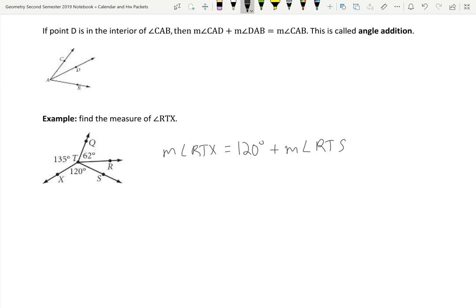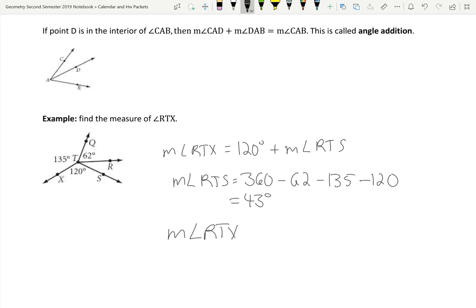So how do we find the measure of angle RTS? Well, that angle is just going to be 360 degrees minus all the other ones. And so that would be 43 degrees. So if that's 43 degrees, the measure of angle RTX would be 120 degrees plus 43 degrees. And that will be equal to 163 degrees. All right, that concludes the video for lesson 2.